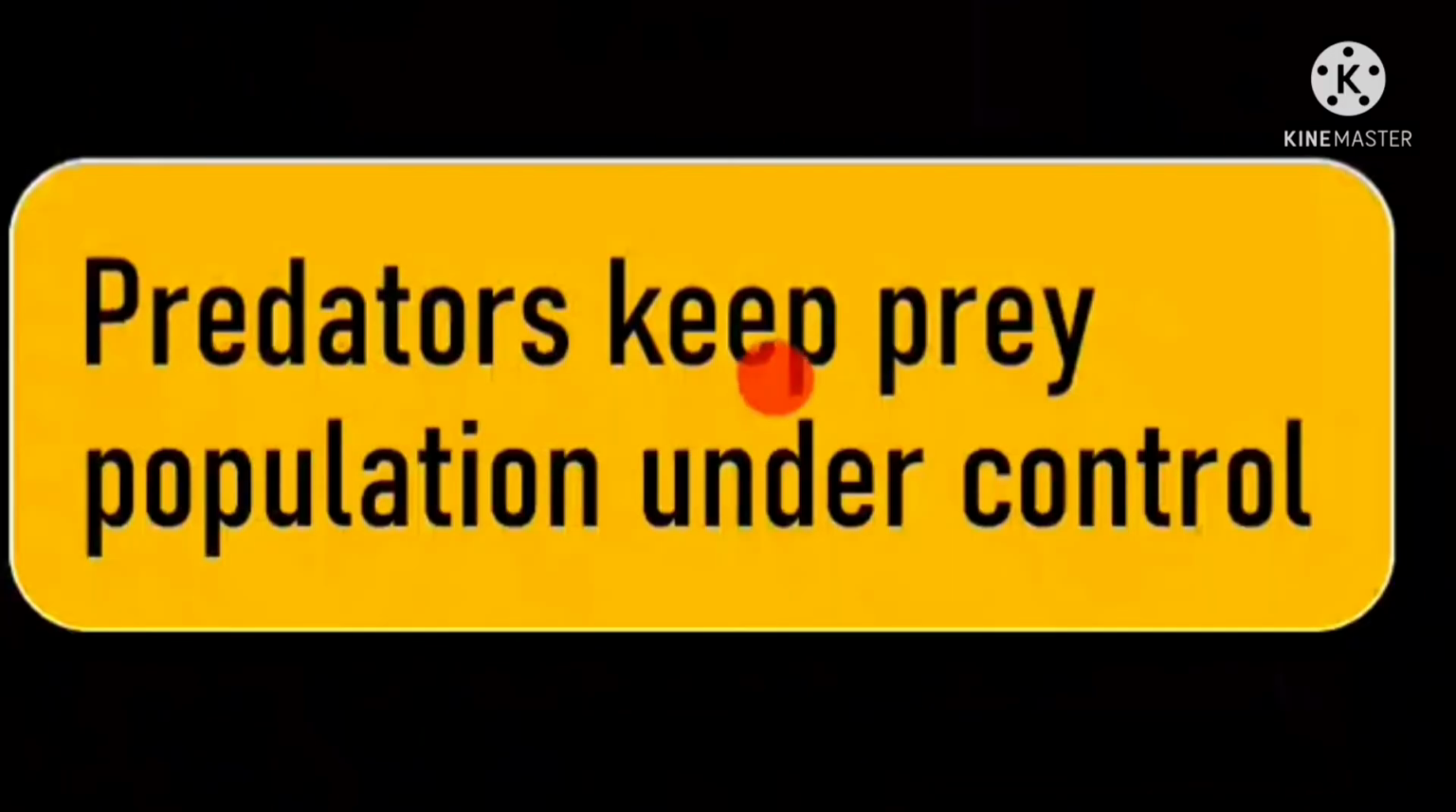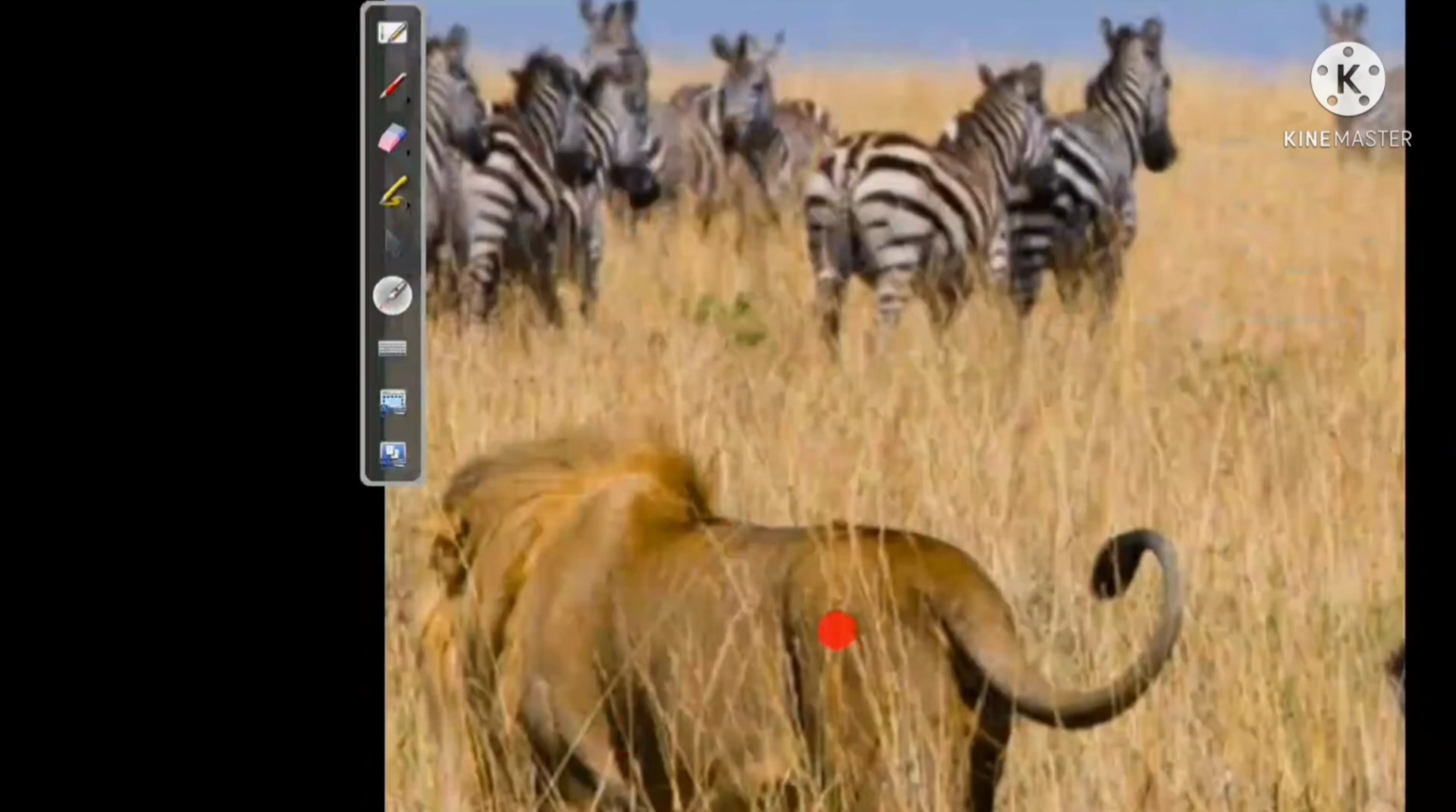The predators keep the prey population under control. So if there is one predator, they can keep the number of the prey population under control. Suppose this predator is not there, there would be overexploitation of vegetation by the prey population. So it can lead to absence of vegetation in that area then.